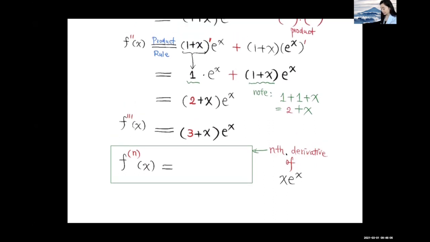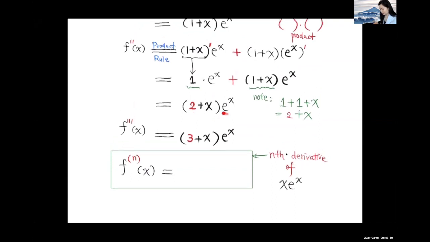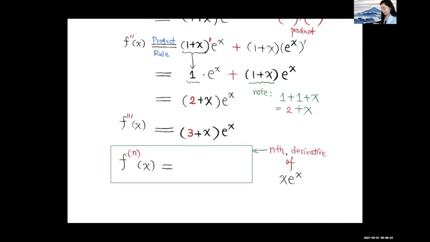The reason for that is because whenever you differentiate this, you have one extra e to the x over here in front, okay? So that's why this number is going to increase by 1. So now it increases to 3, okay?